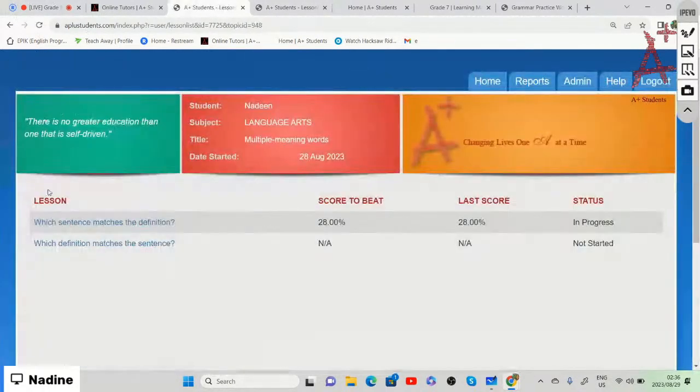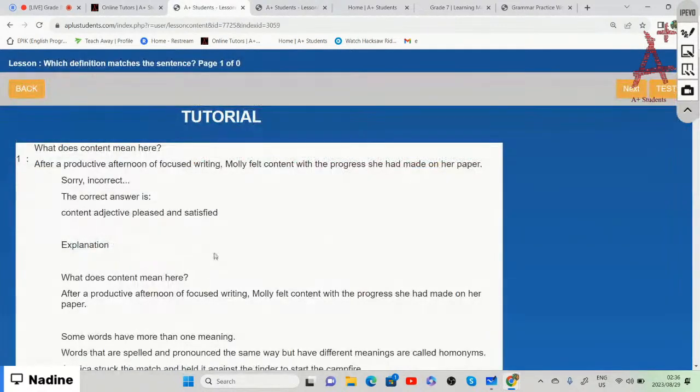All right, so that was matching the sentences with the definitions. Now we're going to match the definitions with the sentences. And remember we said that we have homonyms and homographs, which have to do with multiple meaning words. Homonyms are words that are spelled and pronounced the same way but have different meanings. And then we have homographs, which are spelled the same, but the pronunciation as well as the meaning is different.